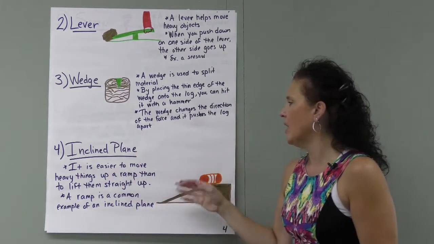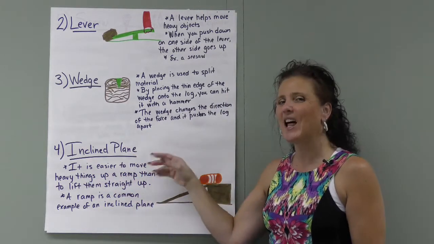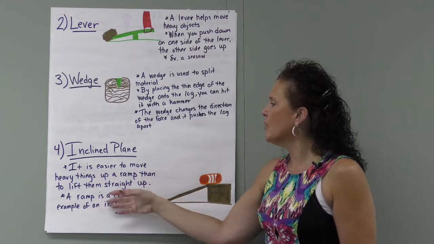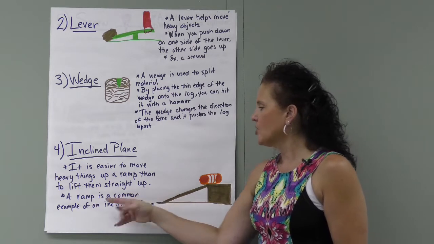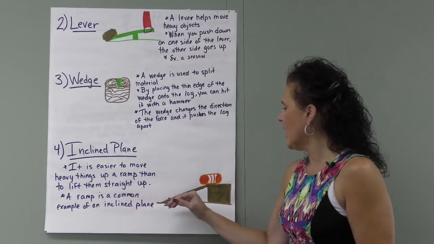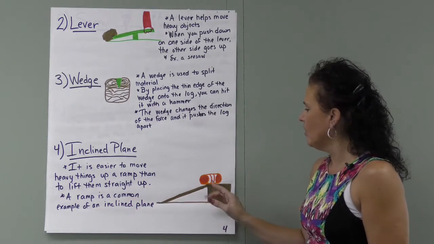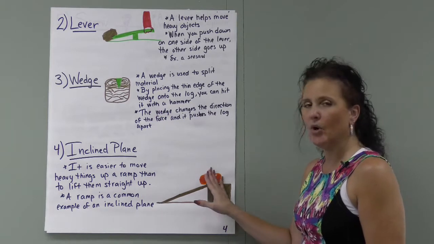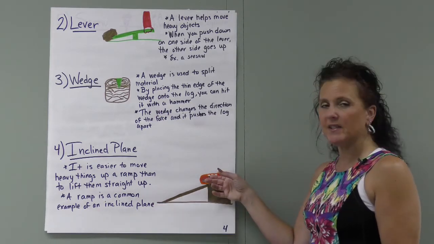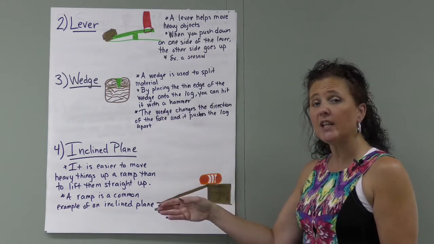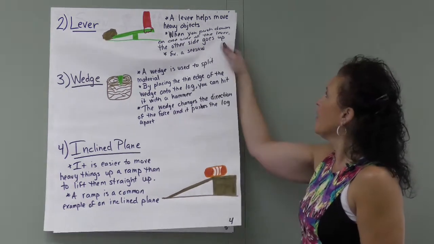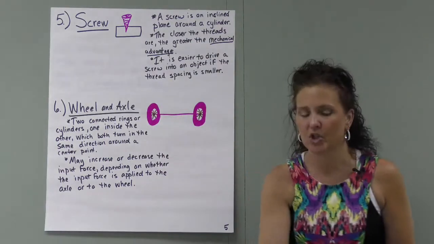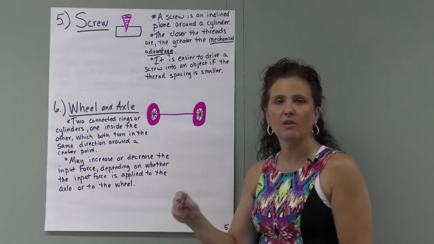The fourth type of simple machine is an inclined plane. It's easier to move heavy things up a ramp than it is to lift them straight up. So a ramp is a common example of an inclined plane. Here we have a barrel, or some kind of thing that we're going to move, and we're going to roll it up this inclined plane, which would be much easier for us than lifting it straight up off of the floor.